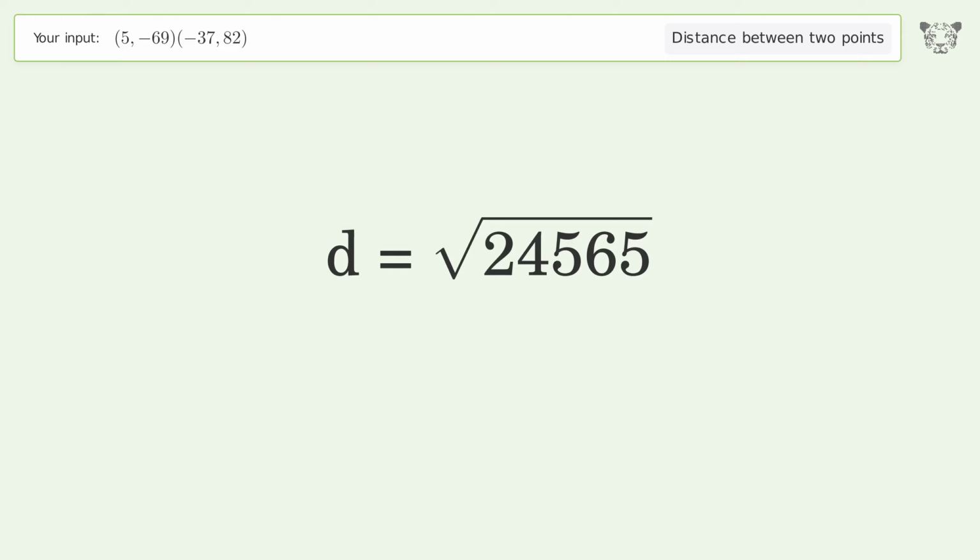And so the distance between the 2 points is the square root of 24,565, or 156.732.